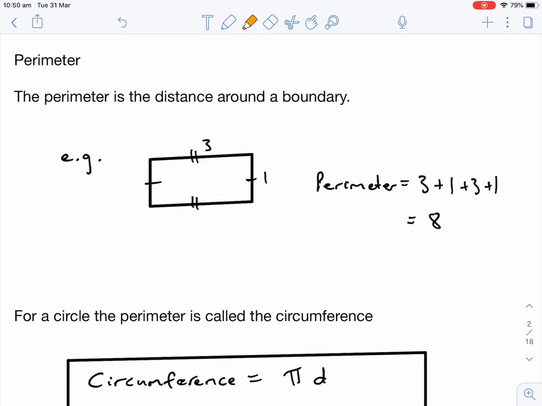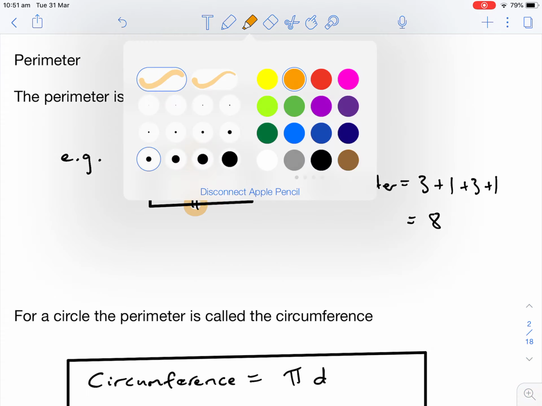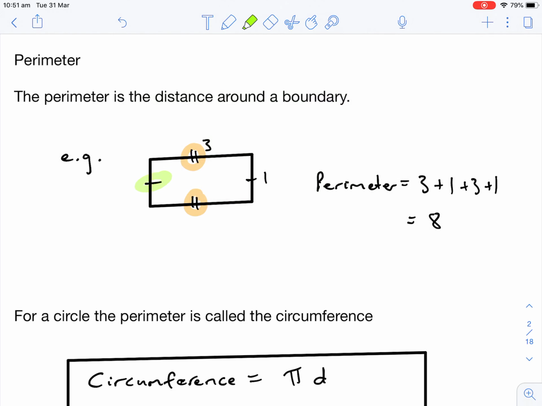Okay, so in the shape I've given you, it's nice and straightforward. You can see here that you're just going to add up the outside measurements. What you do need to remember is what these little symbols mean. That would show me that these two sides are the same measurement, and then looking at the other sides I can see they have the same little symbol, so they're also going to be the same measurement. So you'd be looking for that sort of information, and so that tells me that this will also be a 3 and this is also a 1.